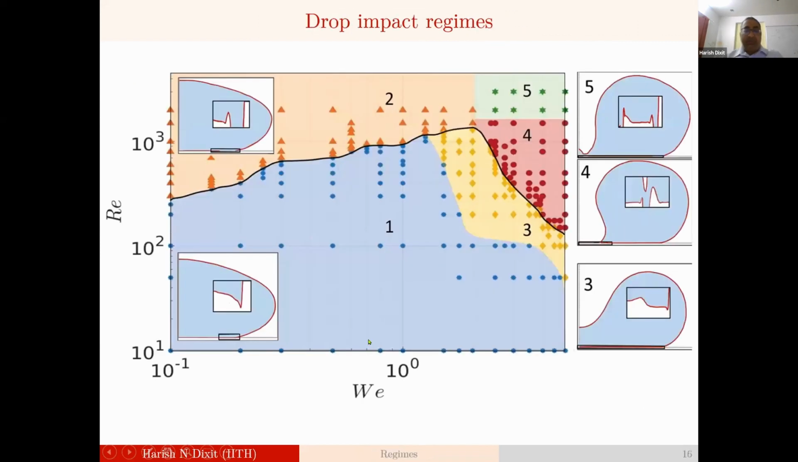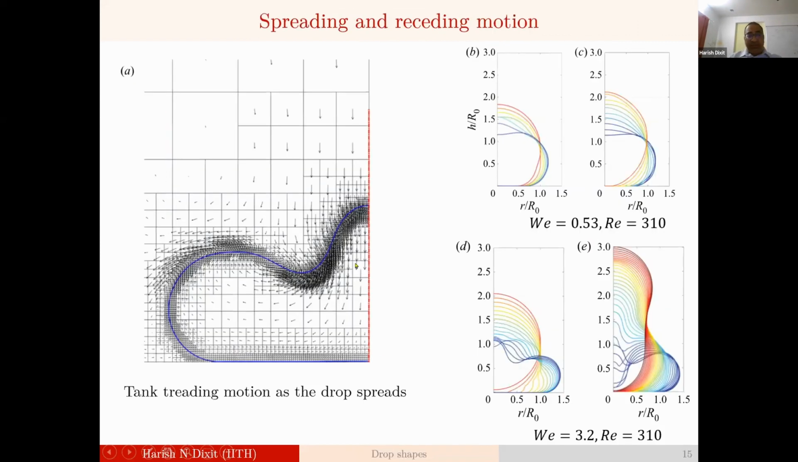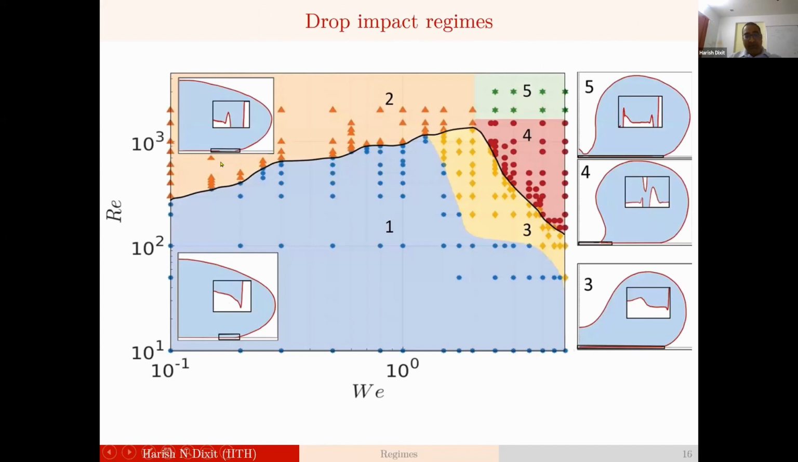Okay. So based on the shape of the droplet and the gas film below the droplet, we can identify a few sub-regions. In the first region that I've highlighted here, there is no contact, but the minima occurs in the outer region, the outer periphery.